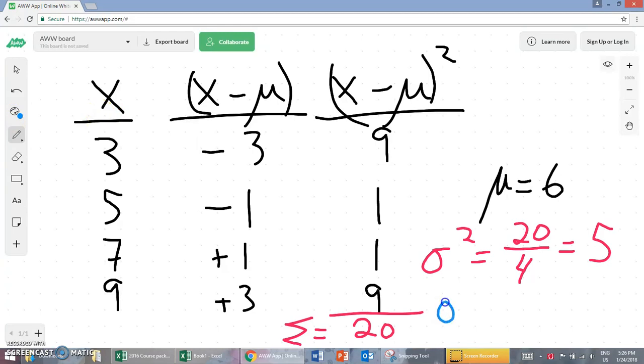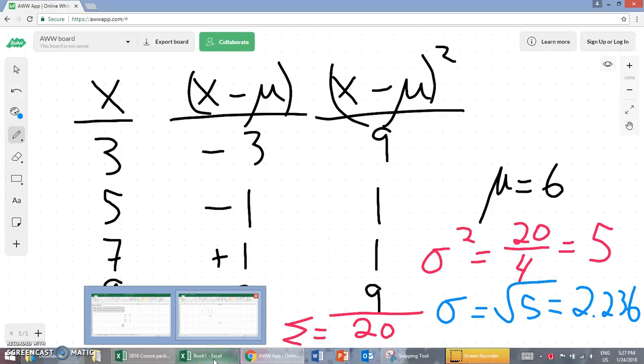To calculate the standard deviation is just a square root of the variance. So it's a square root of 5, which gives us a value of 2.236. That is how we calculate variance on paper as well as standard deviation. We can verify the results using Excel, so I'm going to quickly show you how to do this in Excel.